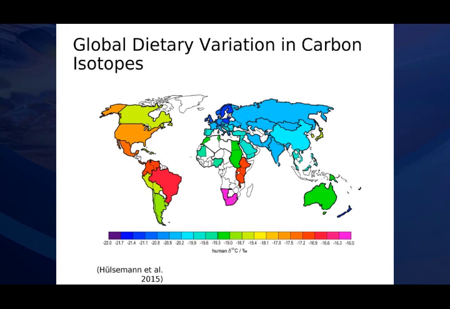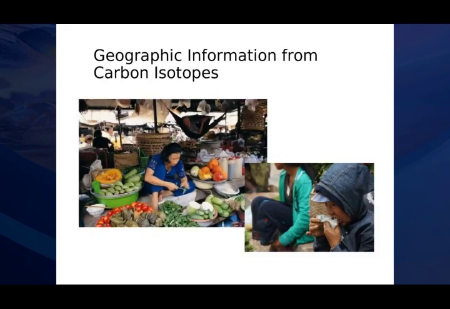And so areas that are in red or orange have high contributions of C4 resources. Areas that are more towards blue or purple have very low C4 contributions to the diet. So you can see that there would be big differences between, let's say, the United States and perhaps Mexico and Central America, and big differences between, let's say, Southeast Asia and the United States. So we can use carbon isotopes to tell us some information about diet and also some information about origin in certain cases, depending on the specific hypothesis that you are testing.